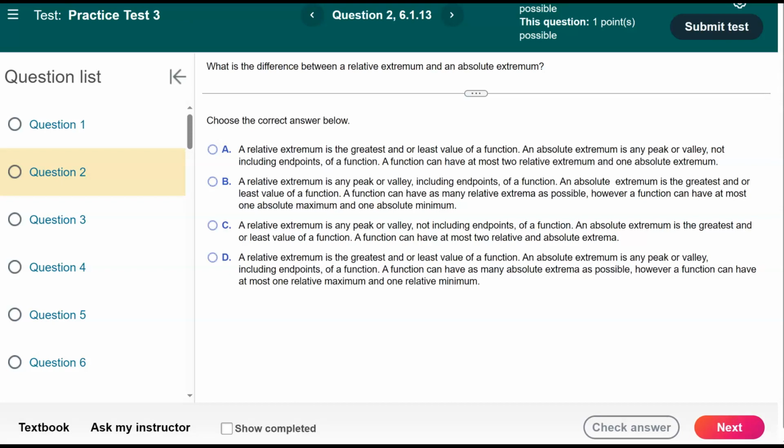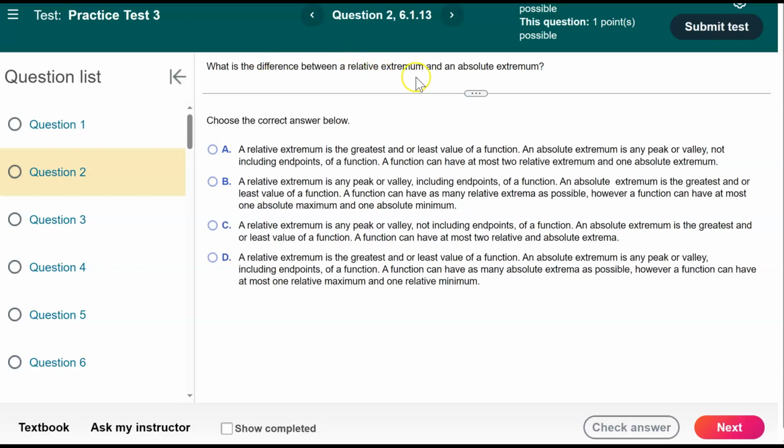Hi everyone, let's go over some of the questions from practice test 3 in preparation for your exam. First, let's take a look at this question. What is the difference between a relative extremum and an absolute extremum?